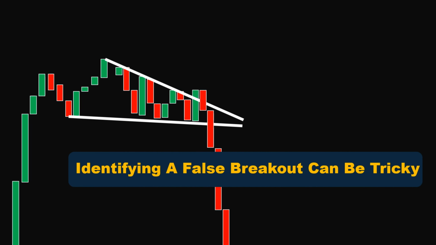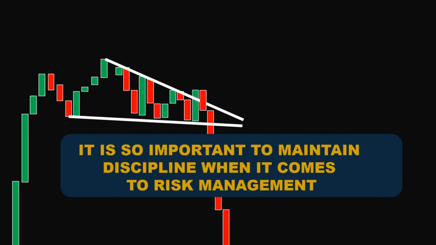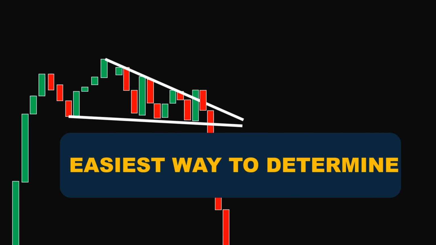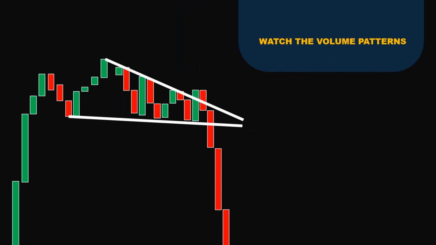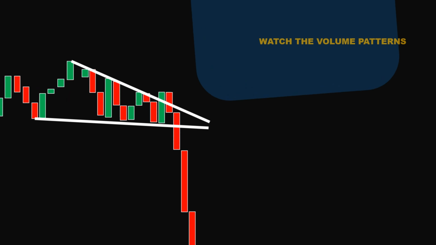Identifying a false breakout can be tricky. That is why it is so important to maintain discipline when it comes to risk management. The single easiest way to determine whether or not a breakout is true or false is to watch the volume patterns. As stated above, when price moves toward the apex of the wedge, you should begin to see a noticeable drop in volume, followed by a sharp increase as price breaks out of the formation.